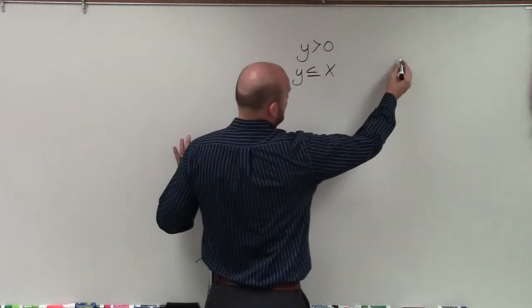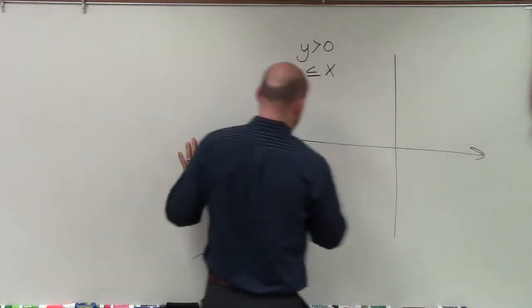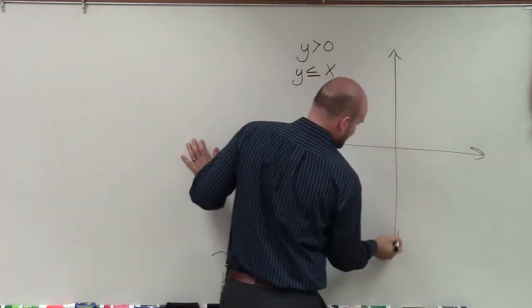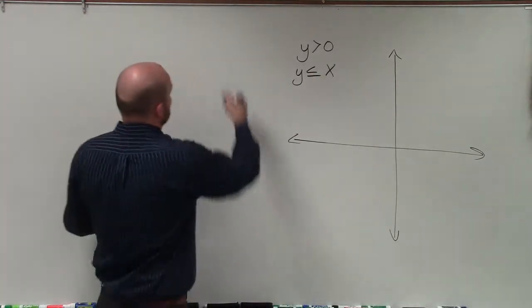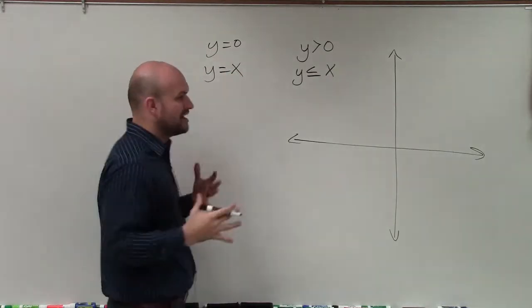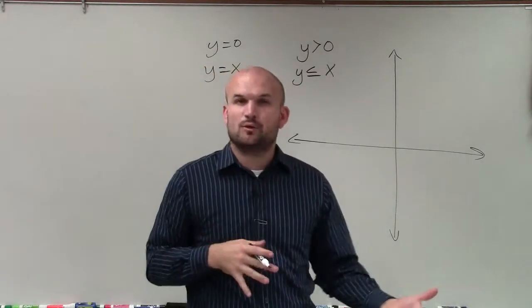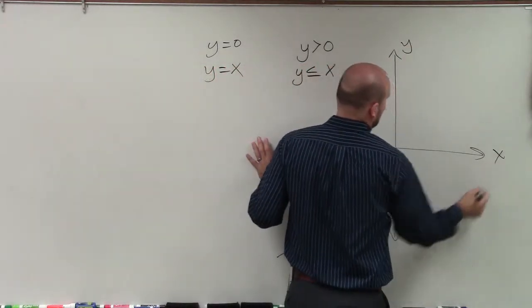So to do that, I'm going to graph an x and a y-axis here. And I am going to graph my inequalities, y is greater than 0 and y is less than or equal to x. But to graph them, it might be easier to represent y is equal to 0 and y is equal to x to help us graph them, and then go back using the inequalities to determine where the shading is. Now remember, here's our y-axis and here's our x-axis.